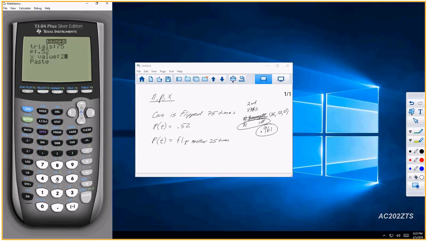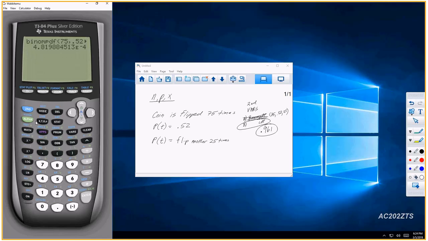Now, go ahead and look at the screen. Some of you may have a newer calculator. The newer calculators do not put it in parentheses. It just asks you, trial, that's N. P is P. And X is X. And you type it in and you hit enter and paste. Now, if you have an older calculator, that's what it's going to look like. And hit enter. And that's going to be 0.00048.